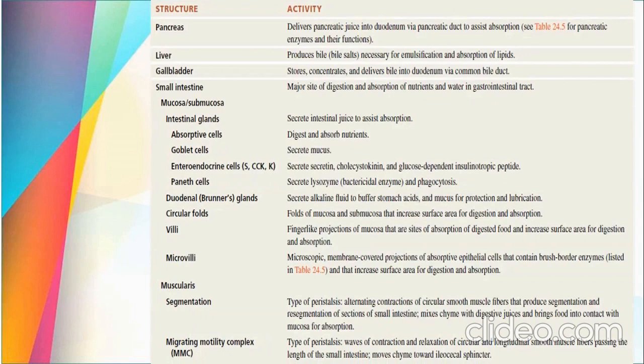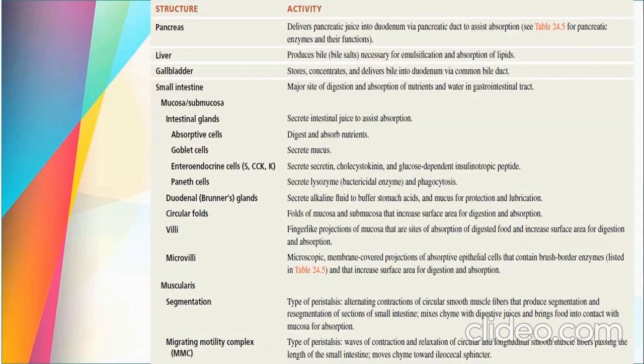Next is the mucosa and submucosa, where intestinal glands secrete intestinal juice to assist absorption. Absorptive cells digest and absorb nutrients. Goblet cells secrete mucus. Enteroendocrine cells secrete secretin, cholecystokinin and glucose-dependent insulinotropic peptide. Paneth cells secrete lysozyme and perform phagocytosis.